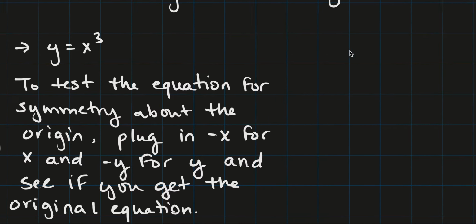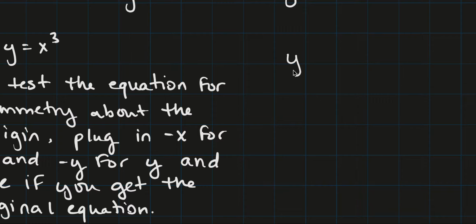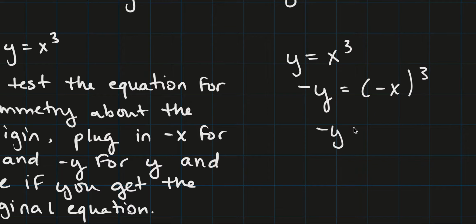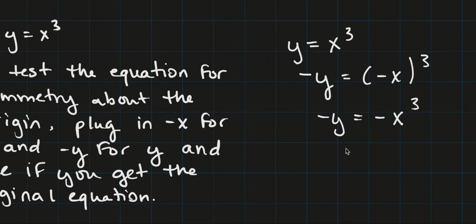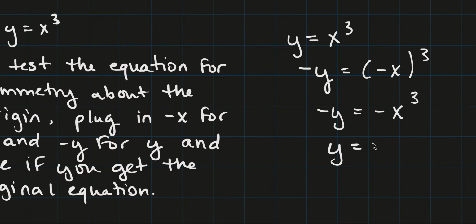So let's work with this one. We had y is equal to x cubed. I'm going to plug in negative y for y and negative x for x. I'm going to simplify this side. This is negative y is equal to negative x cubed. And then if I multiply both sides by a negative, I get y is equal to x cubed, which is the original equation I started with. So it's symmetric about the origin.